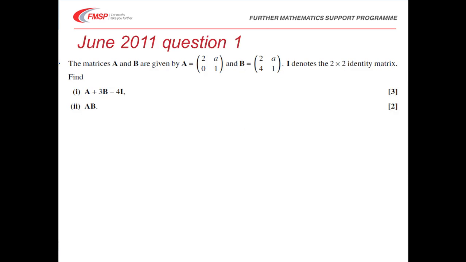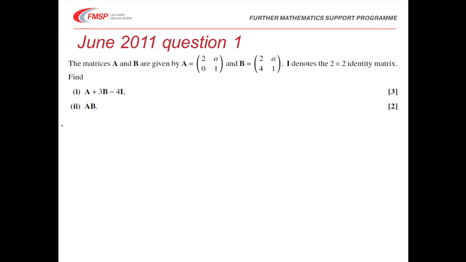So we're given two matrices, two 2x2 matrices, A and B. We're told that I denotes the identity matrix, and we're asked in part 1 to add A plus 3B minus 4 times the identity matrix, and in part 2 we're asked to find the product matrix AB.